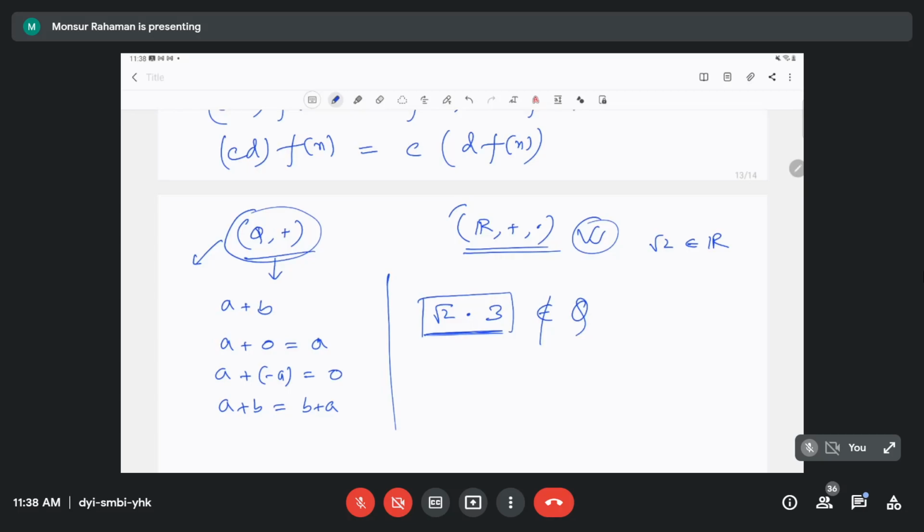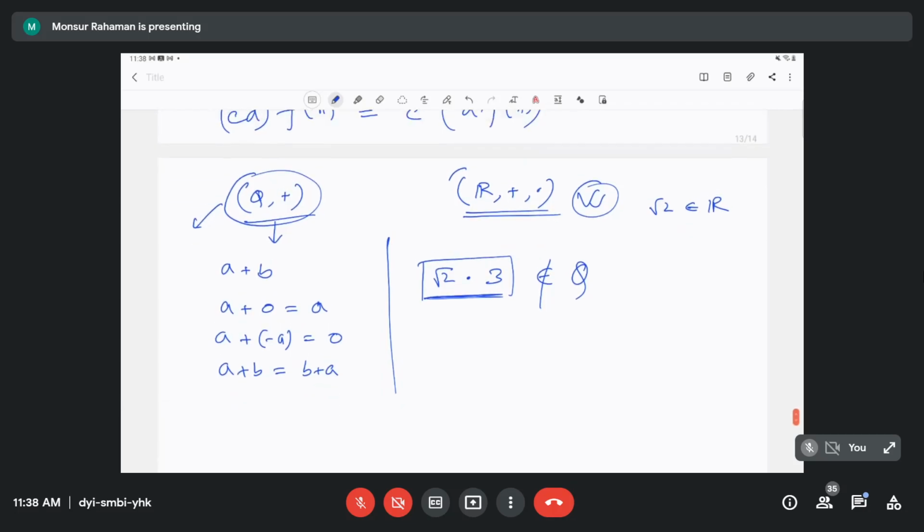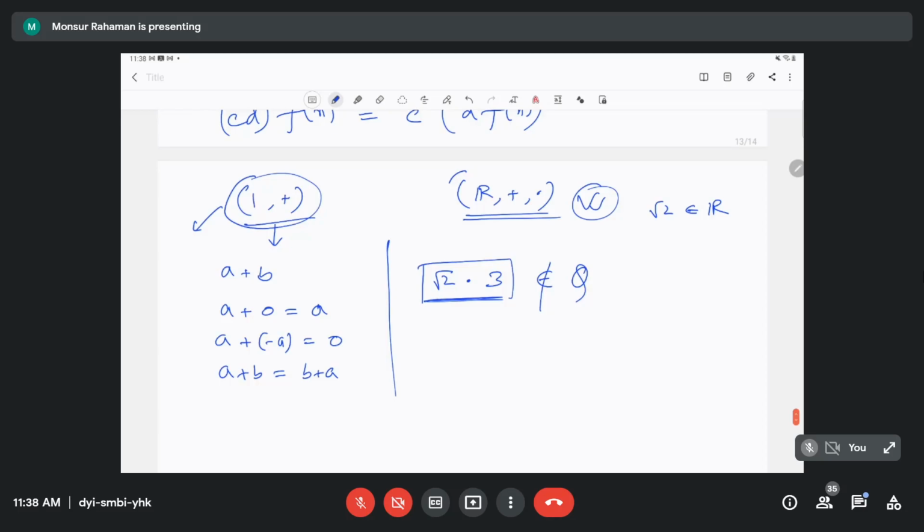So the field's elements, if it is a subset, if this is R then it will be a field, okay. Even Q, because I have already told you this is also a field, Q plus dot. So this is also a vector space: R plus is a vector space with respect to Q plus dot.